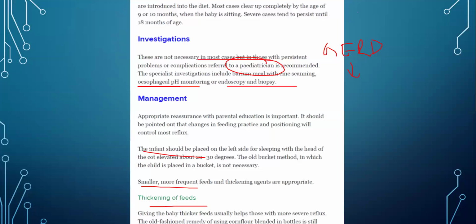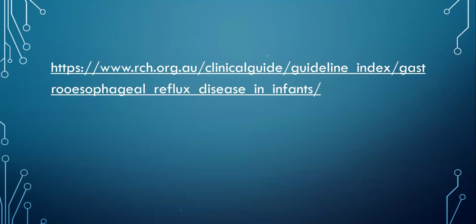Okay, so that's usually what you are going to do in this patient. So it's not what we do. The pediatrician can do these investigations, such as esophageal pH monitoring, or even sometimes endoscopy and biopsy. Okay, so that's usually the management for gastroesophageal reflux and gastroesophageal reflux disease.